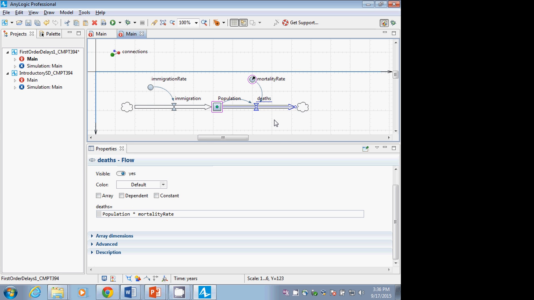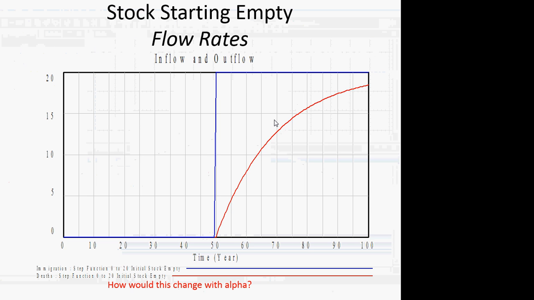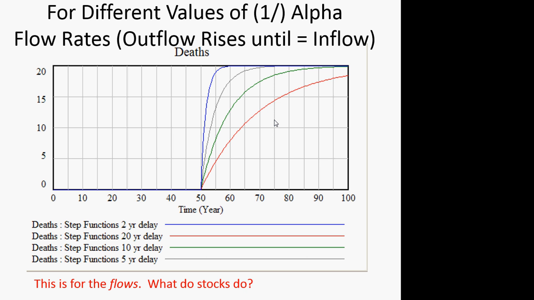Why? Because it will take a longer time for the population to reach a level where death equals immigration. If the mortality rate is very high, it will reach it sooner. Why? Because it will take less time for population times that mortality rate to equal immigration. Okay, so I'm not going to show this to you with the depiction, but it looks something like this, ladies and gentlemen.